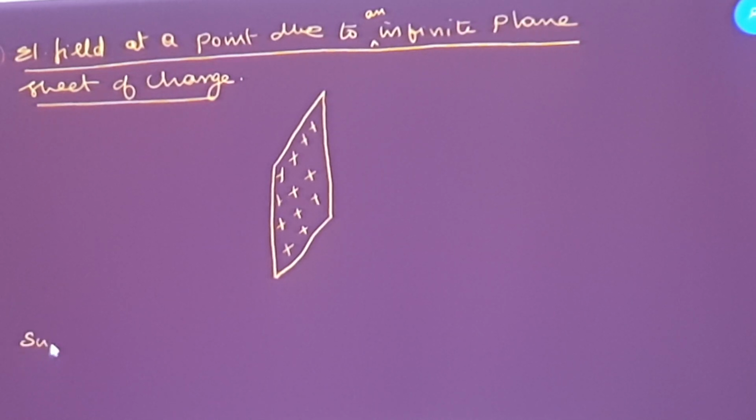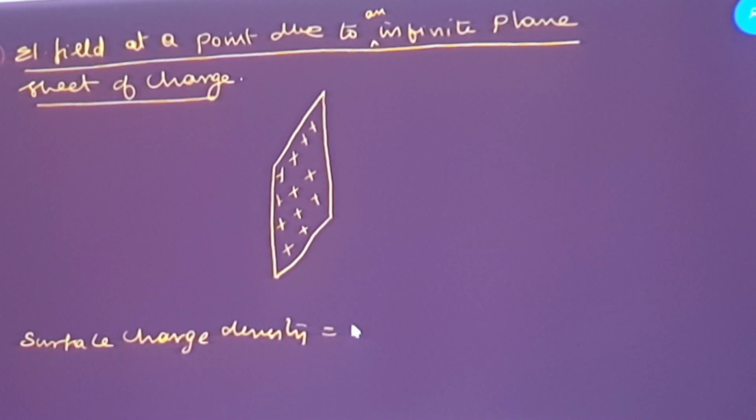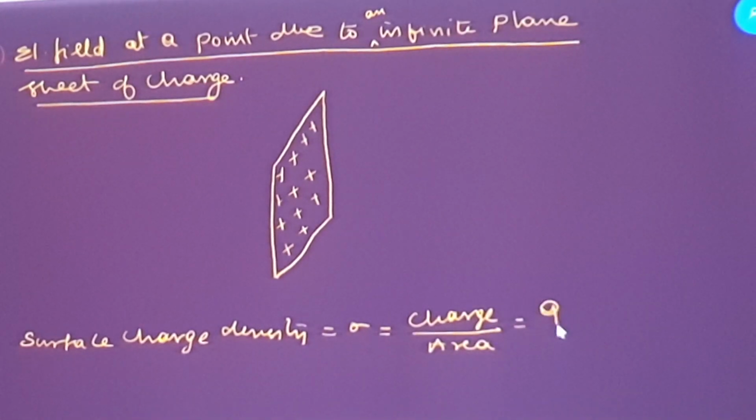What do you mean by surface charge density? Surface charge density is represented by the letter sigma. It is nothing but charge per unit area, the charge available in unit area. If you consider the charge as Q and the area of that surface as A, then sigma is equal to Q by A. Therefore, the total charge available is given by sigma into A.